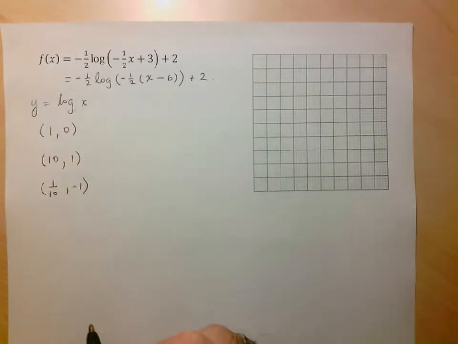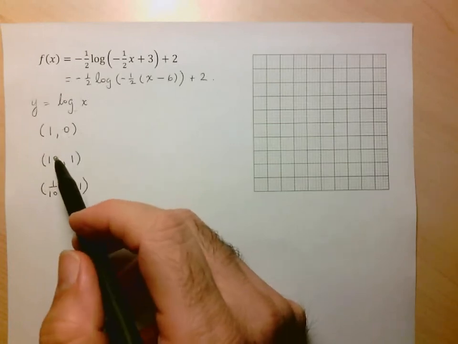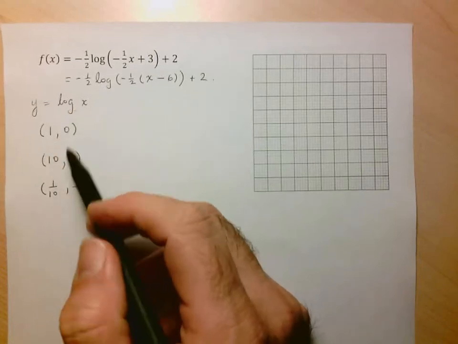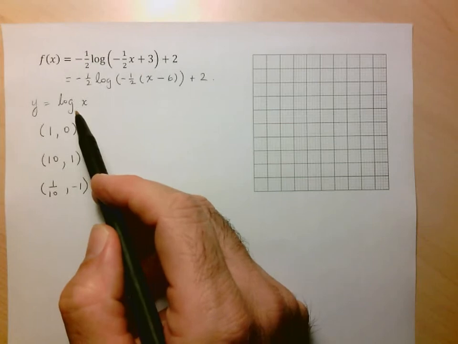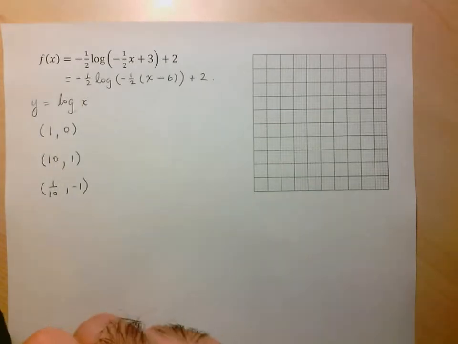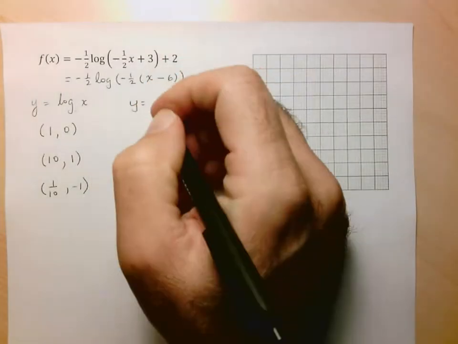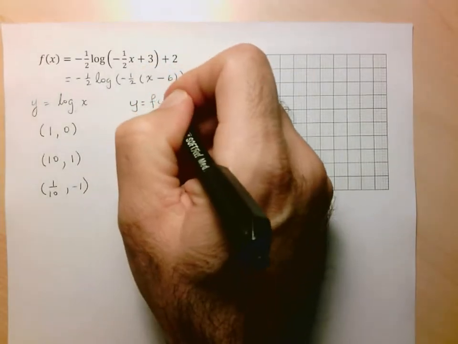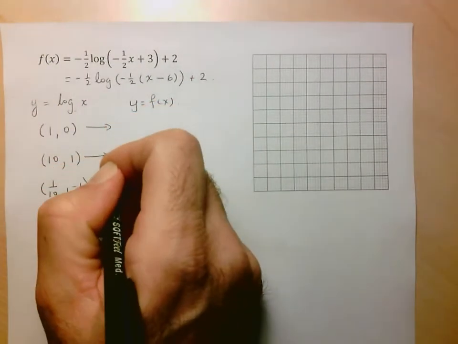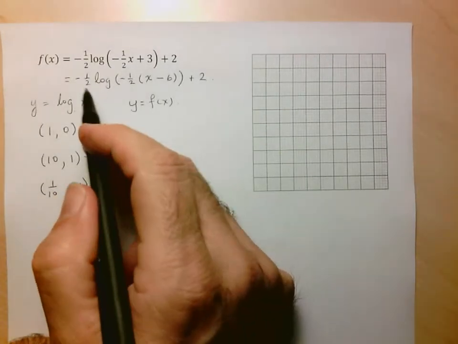Just as a little aside, hopefully we're seeing the pattern here. Always 1, 0. Then the next point will always be an input of whatever the base is, and the output will be 1. Next will be 1 over the base, in this case 1 over 10, and the output will be negative 1. Now we're going to find the transformed points. Here y equals f of x is going to be our transformed function. Let's see what happens to these points.